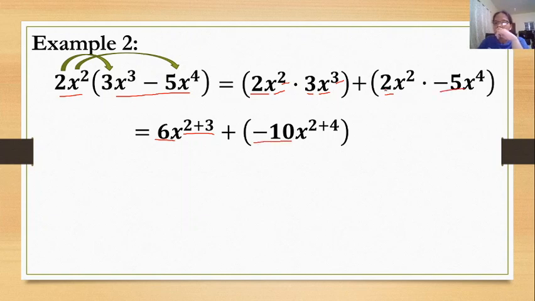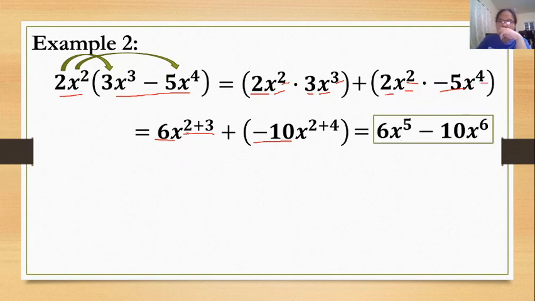If you have two factors with different signs, the product is negative. And then copy x in here, and add the exponents of x, which are 2 and 4. So if we simplify, that will give us 2 plus 3, that's 5 here, and then 2 plus 4, that's 6. So that's the product.